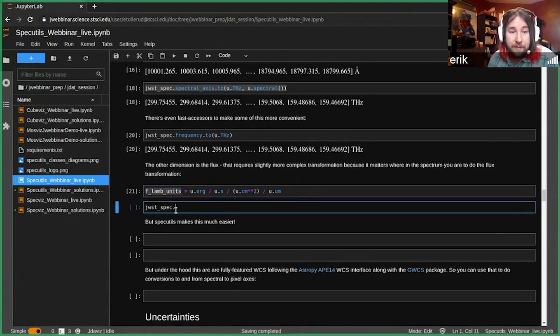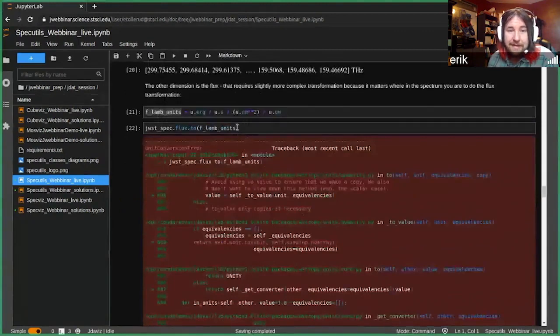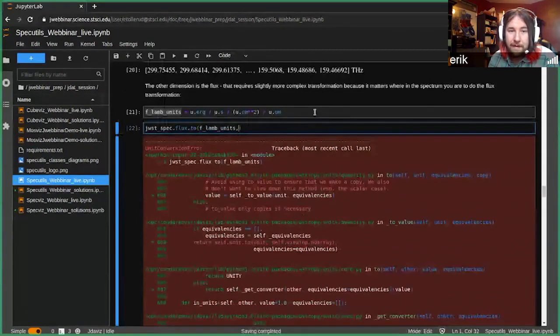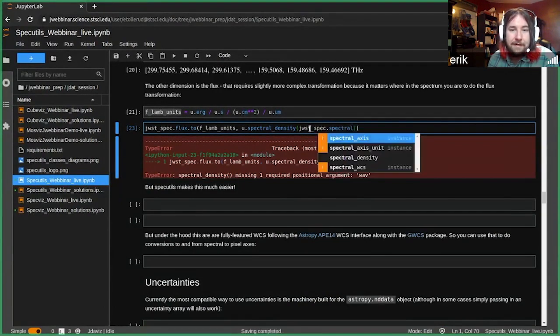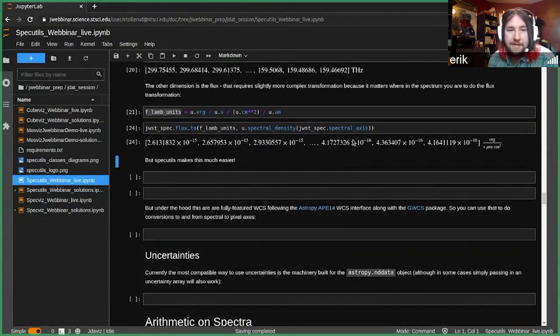So now this is the flux, not the spectral axis. If I want to convert to f lambda units, it won't work as is because it doesn't know that it's a spectrum. If I tell it it's a spectral density, you might think that's going to work, but no, because spectral density has to know the spectral axis. Fortunately, we have the spectral axis easily enough. And now that's the proper conversion.